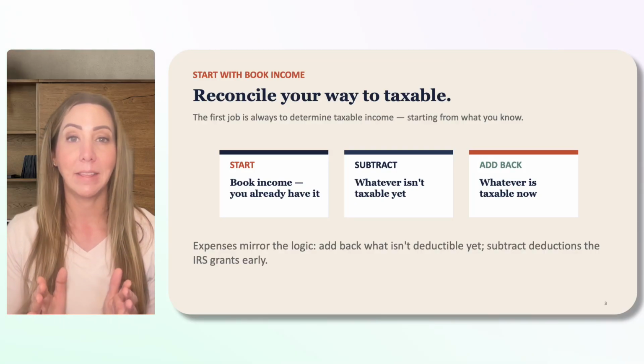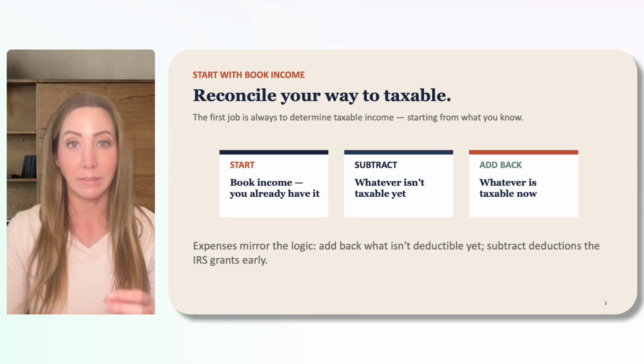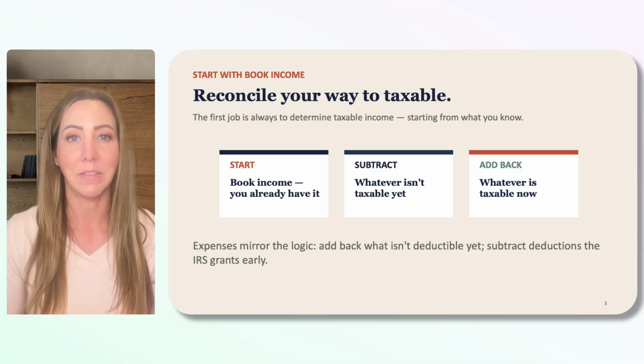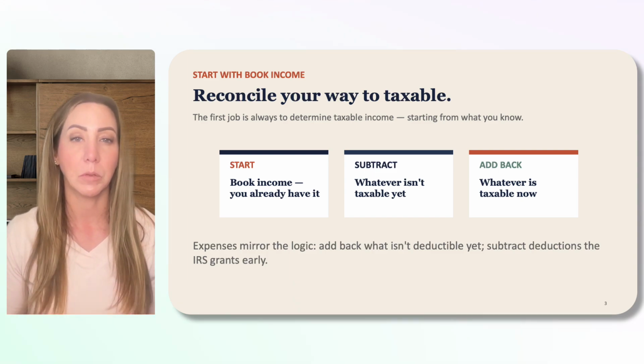We need to subtract anything that's been included in book income that hasn't been taxed yet, like revenue we've booked but the IRS is still waiting on. And we need to add back anything that's taxable now but hasn't been included in book income yet, like cash that we've received and the IRS taxed but we haven't earned it yet. Do the same on the expense side. Add back expenses that the IRS won't let us deduct yet, and subtract deductions that the IRS gives us early. What's left is taxable income.